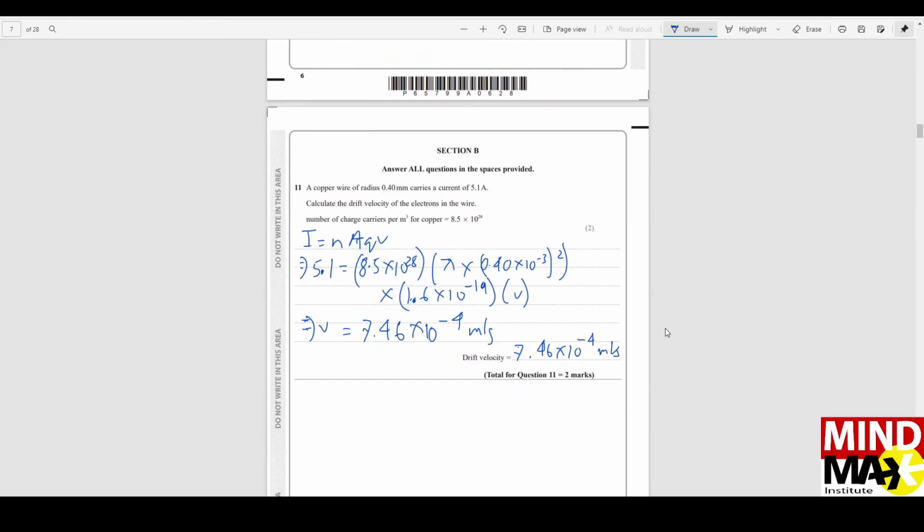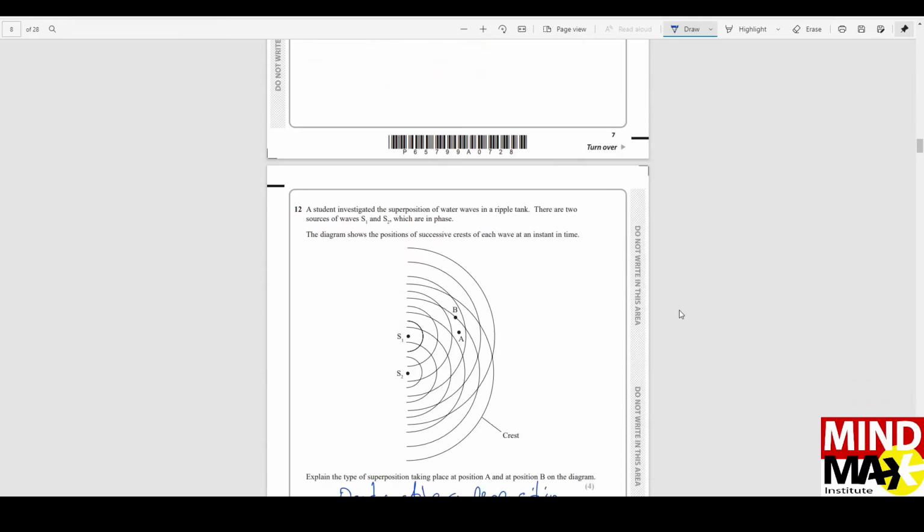This is drift velocity. You have to find the drift velocity. So I is nAqv, n is the number of charge carriers per volume, A is the cross-sectional area, q is the charge of each electron, and v is the drift velocity. From here, we found the drift velocity. The only thing that we had to take into consideration is the radius. It is in millimeters. You have to convert this to meters. So that's the only thing you have to be wary of.